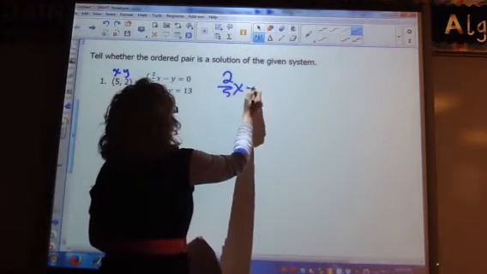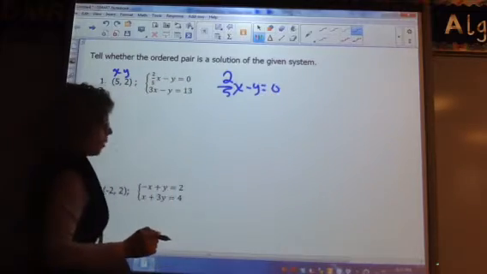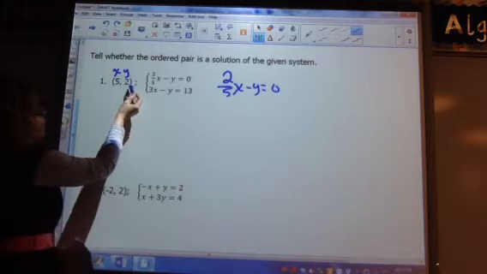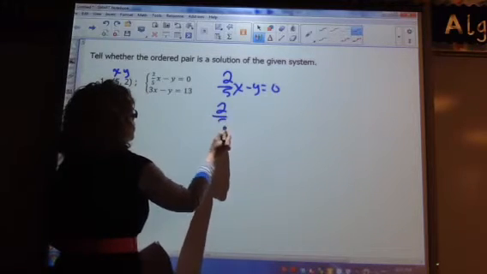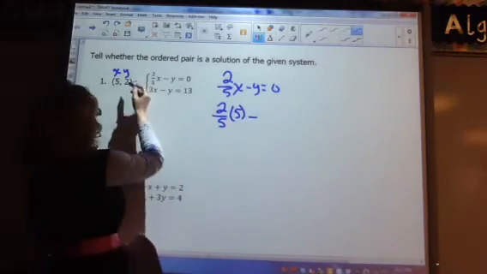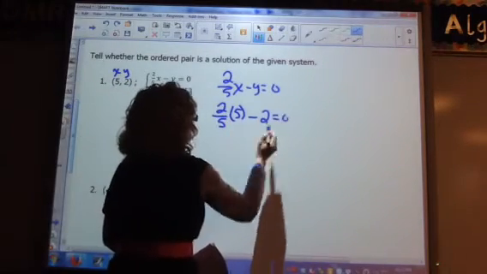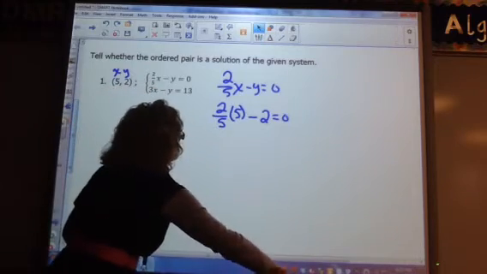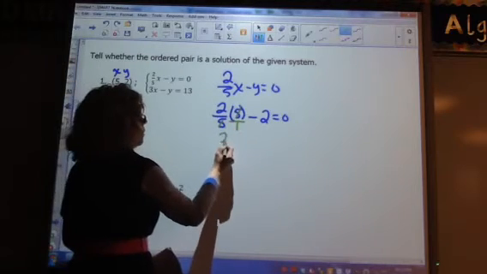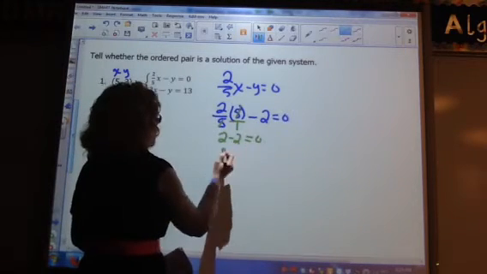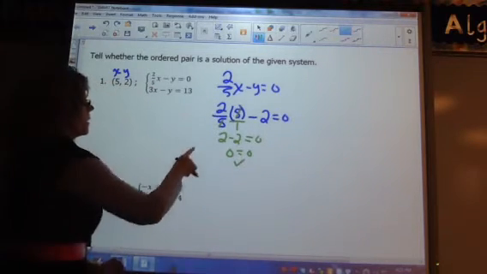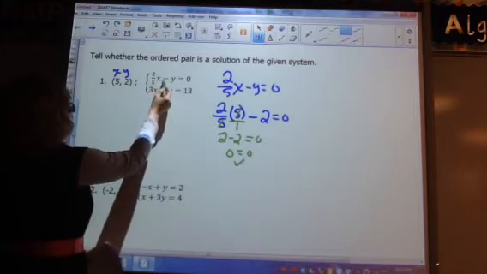Alright, so let's choose our first equation: 2/5x minus y equals 0. What we're going to do is substitute in for our x and for our y. So I have 2/5, x is 5, minus y is 2, equals 0. Okay, so if I multiply using order of operations, the 5s cancel out. So I have 2 minus 2 equals 0. Simplify the left side, 0 equals 0. That is a true statement. So what this tells me is this point is on this line.